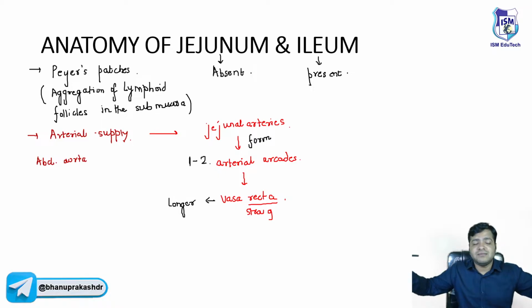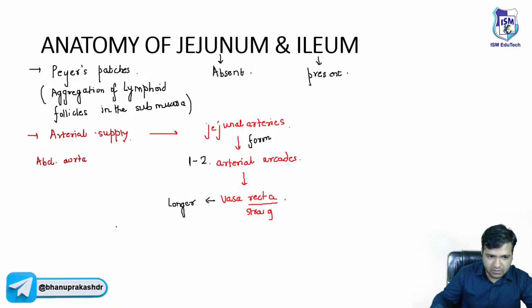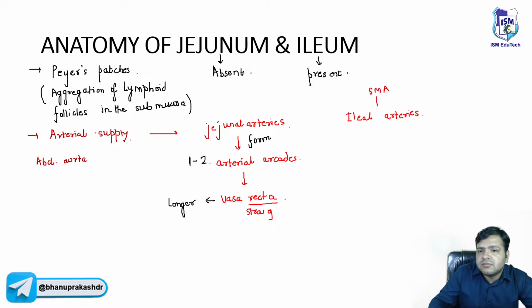Longer means lengthwise; it is very much longer as compared to the ileum part. Now coming on to the ileum. You already know they are supplied by ileal arteries, and these ileal arteries are branches of the superior mesenteric artery only, right? The superior mesenteric artery gives off jejunal arteries and ileal arteries as branches.